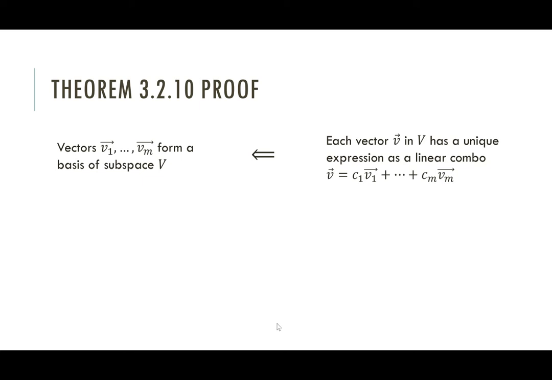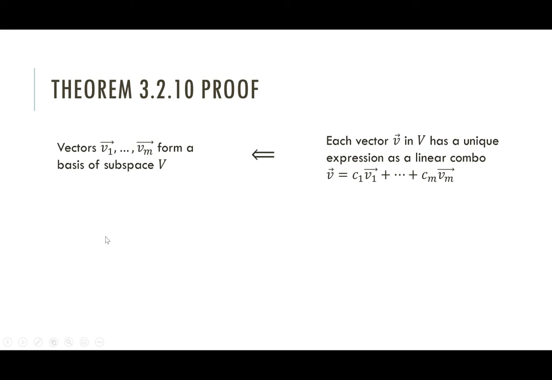Now let's take care of the other direction. Let's suppose every vector in the subspace has a unique representation from vectors v1 to vm. Now let's show that vectors v1 to vm actually form a basis.